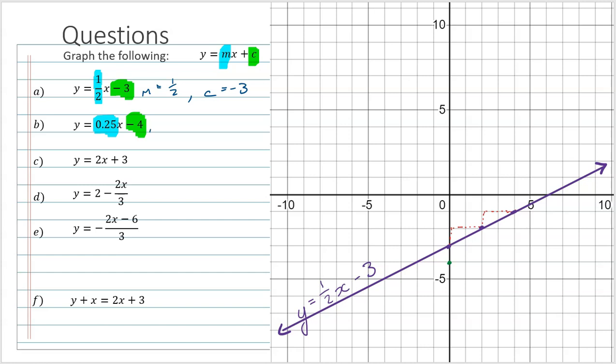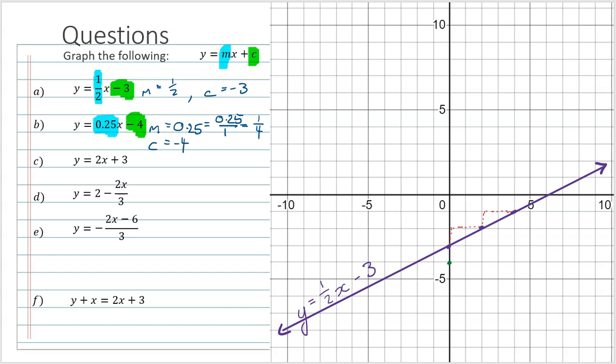So one way I could write it is m equals 0.25 over 1, or I want to have these as integer numbers, so I don't want decimals, so I know this is roughly 1 over 4. So I'm going to multiply. I know if I multiply 0.25 by 4, I'm going to get a whole number of 1. So if I multiply both upstairs and downstairs by 4, I'll get 1 over 4. So that's my gradient. As I said, my constant was negative 4.